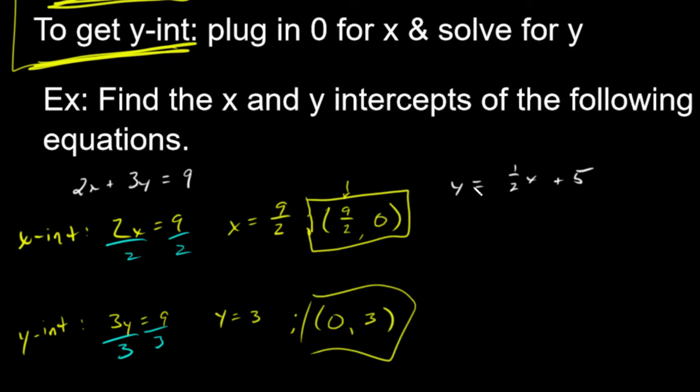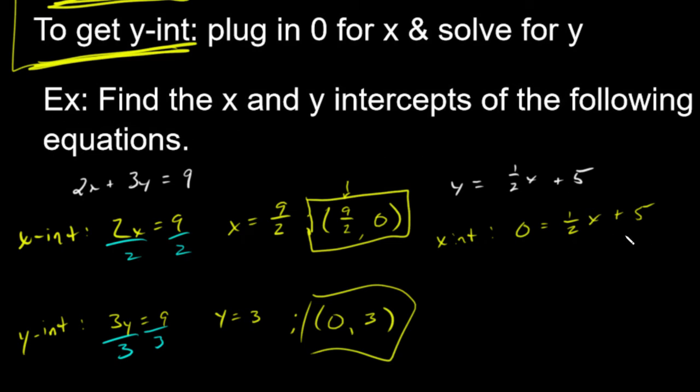You can do the same thing over here. Plug in 0 for x, plug in 0 for y, and see what you get. And we'll notice the difference in difficulty a little bit. So to find the x-intercept, plug in 0 for y and solve for x. So you get 0 equals 1/2 x plus 5. And now there's more work to do. Notice that we got more work to do.